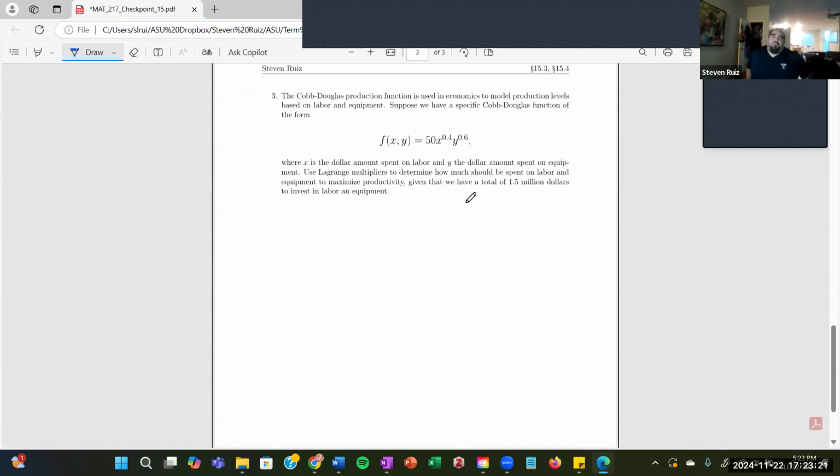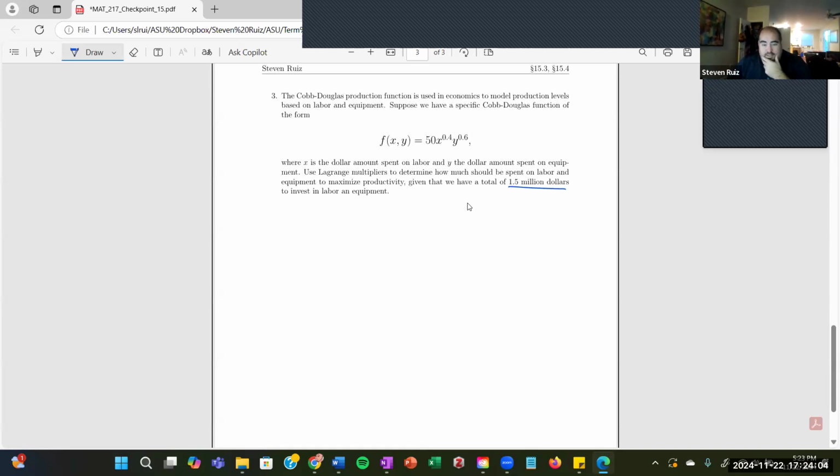All right, so this Cobb-Douglas production function is used in business and economics to model productivity based on labor and equipment costs. Suppose we have a specific one of this form where x is the dollar amount spent on labor and y is the dollar amount spent on equipment. So we can use Lagrange multipliers. That implies to me that we have a constrained optimization situation here. We're trying to maximize productivity, given that we have a total amount of money we can spend. So this right here is the constraint. This is how much money we can spend.